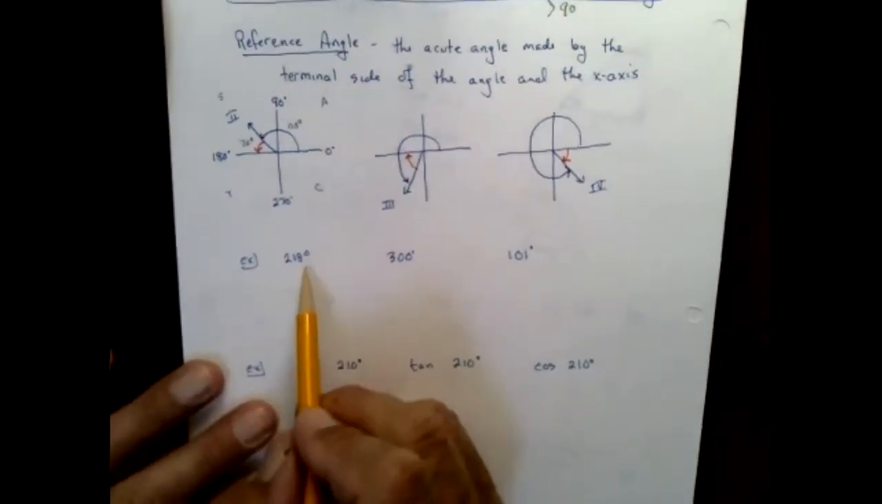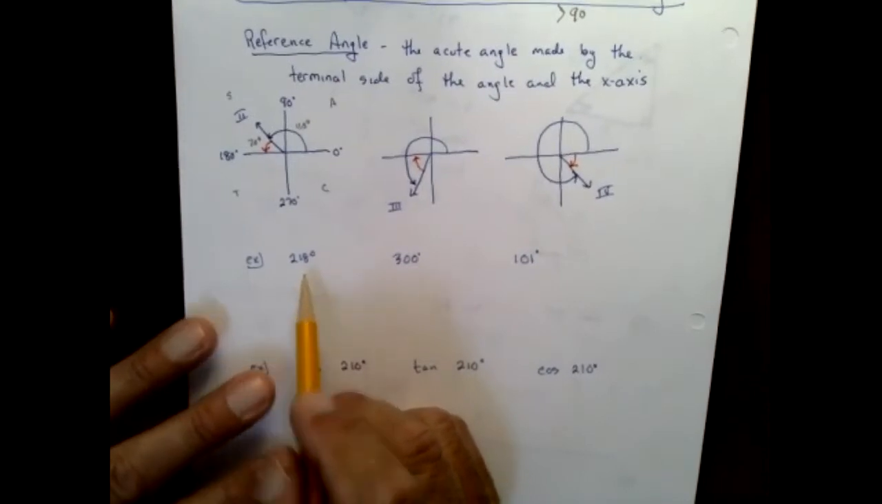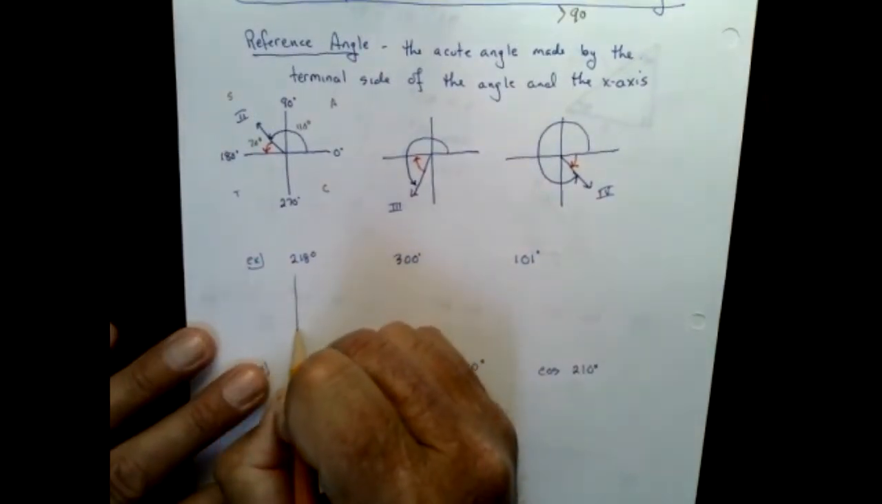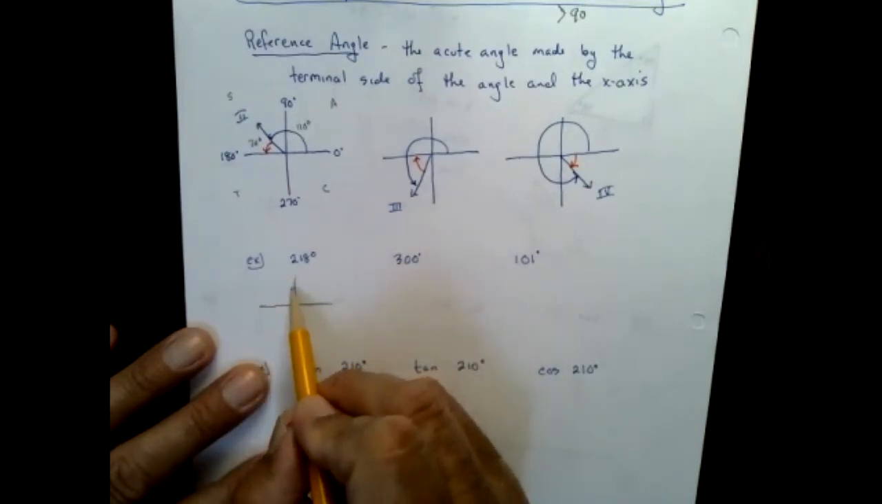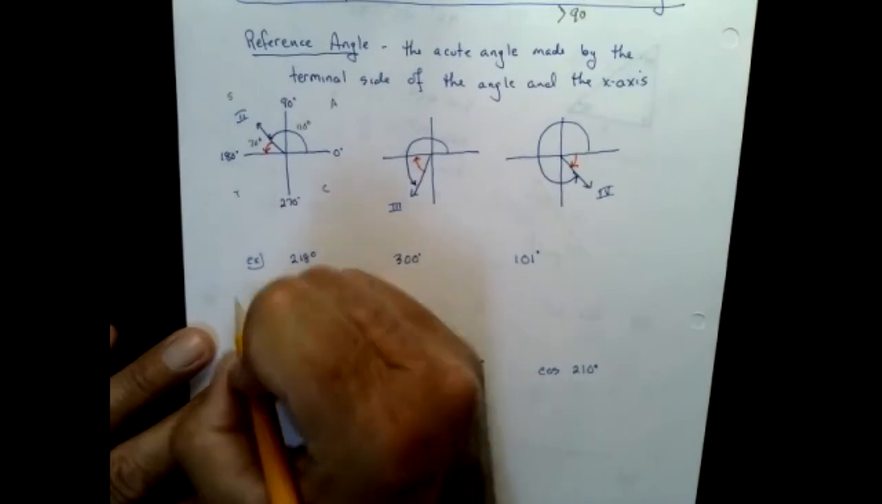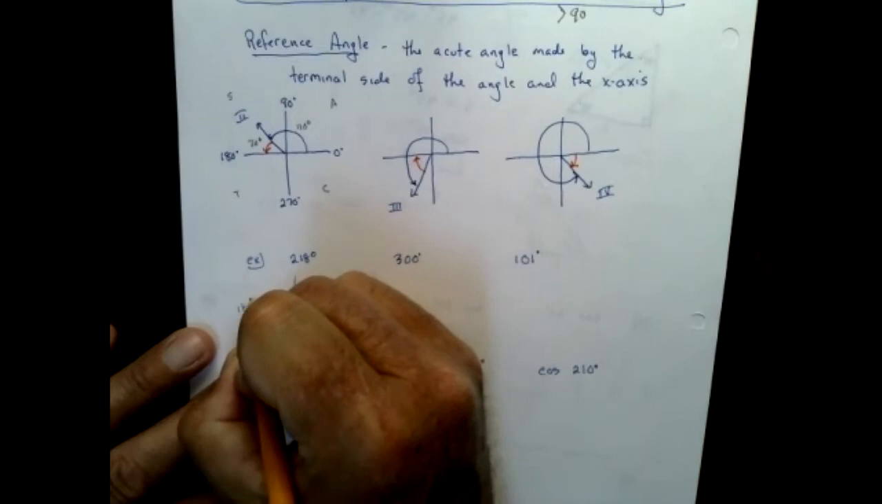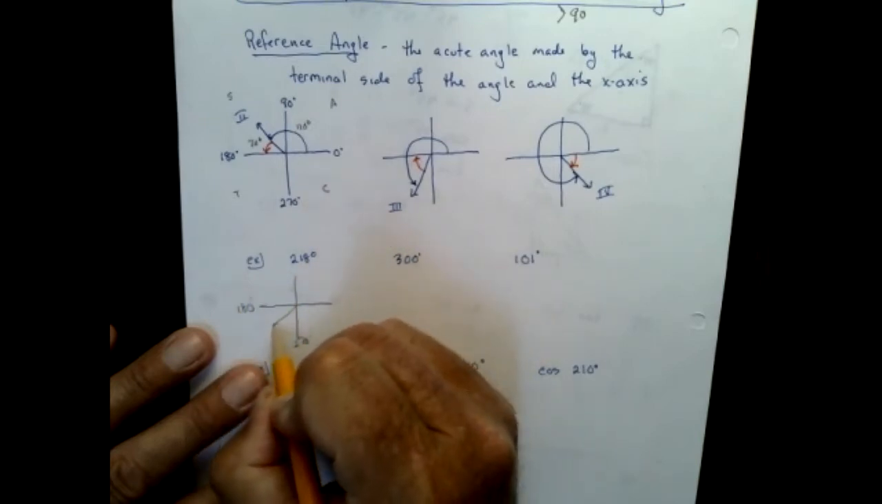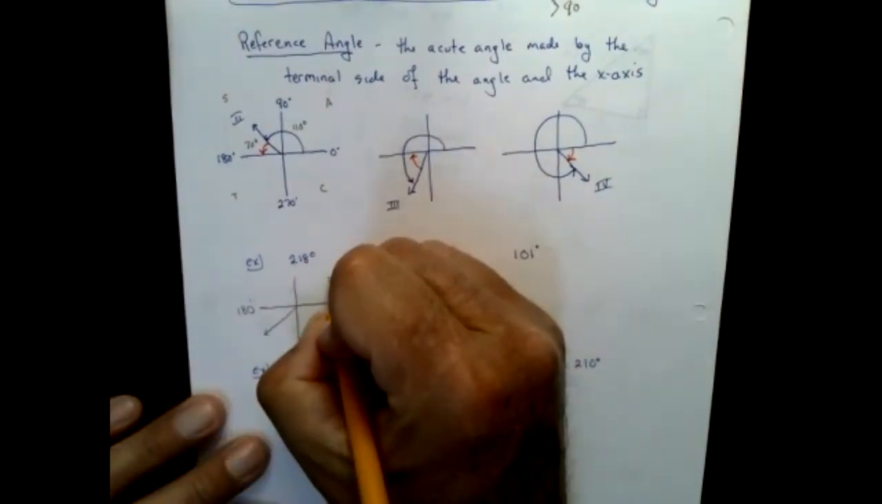If I said 218 degrees, what would its reference angle be? Bigger than 180, this is 180. It's smaller than 270, so it's going to be in here somewhere. And what would its reference angle be? 38.